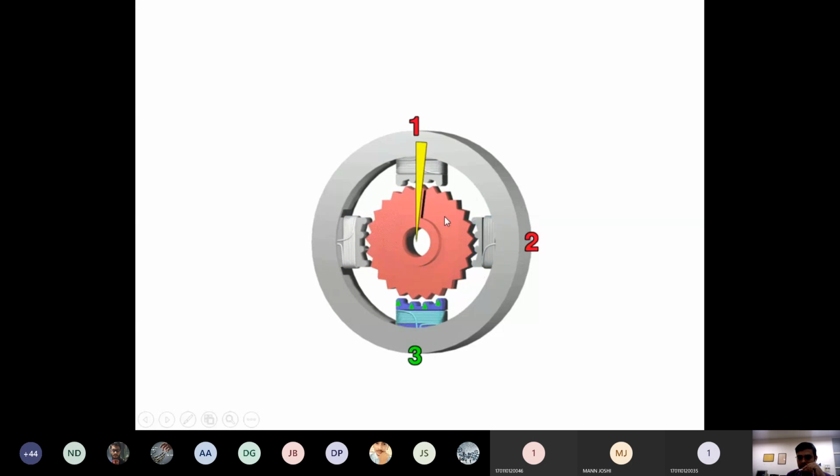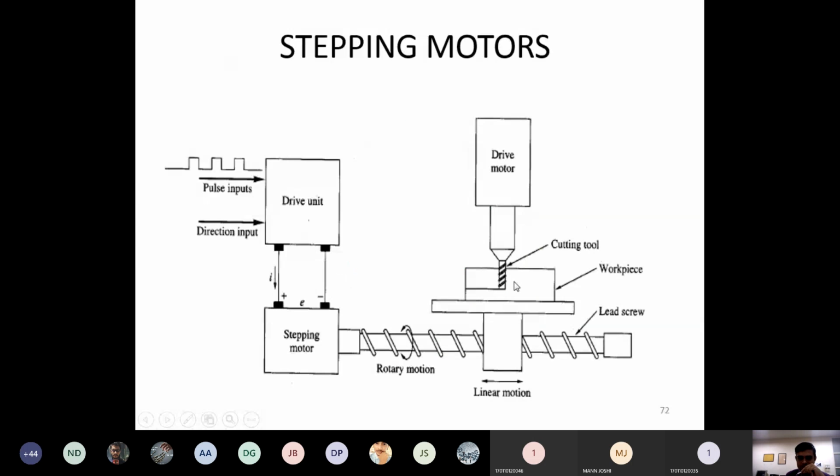I hope we are clear about how the stepper motor works, and there is no feedback device. So this is a stepping motor. How does it work? It converts rotary motion into linear motion for the work table. This is your pulse input, and the direction input is there. This is the driving unit for the stepper motor. This is a stepper motor.